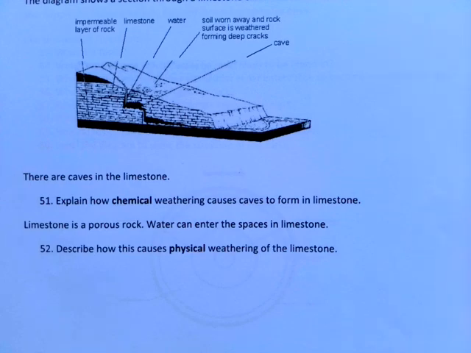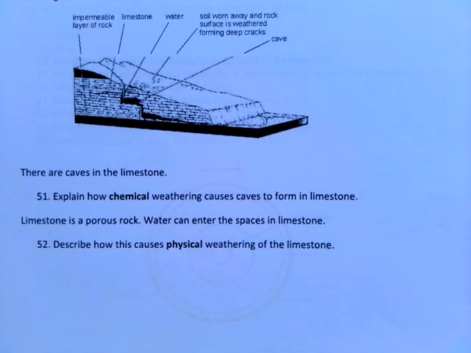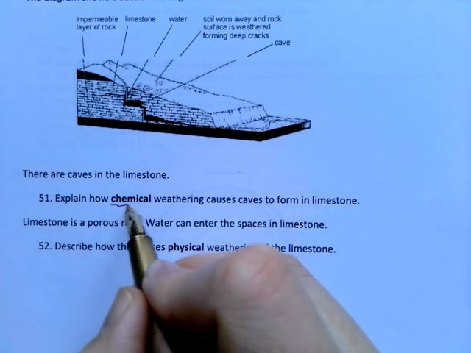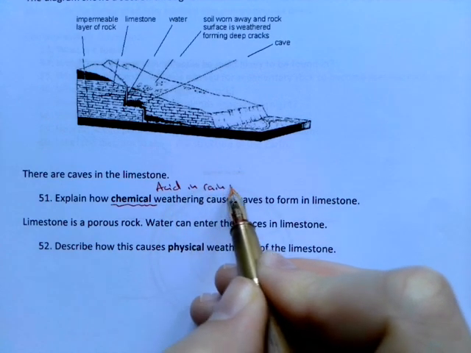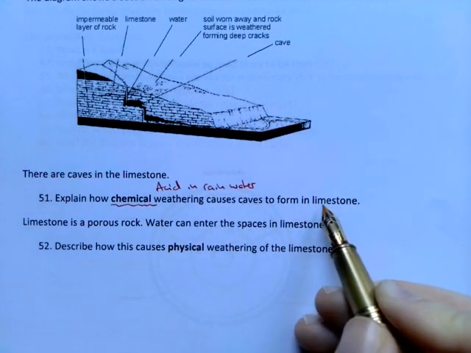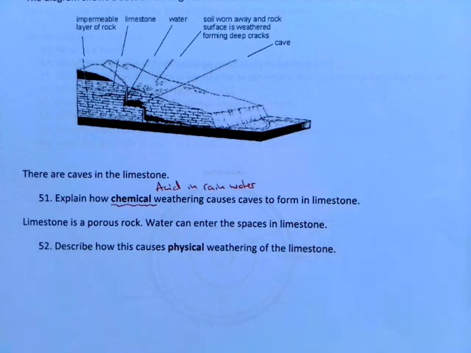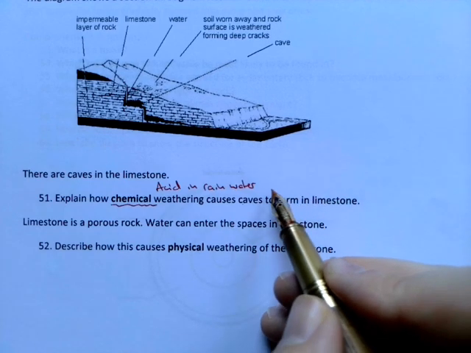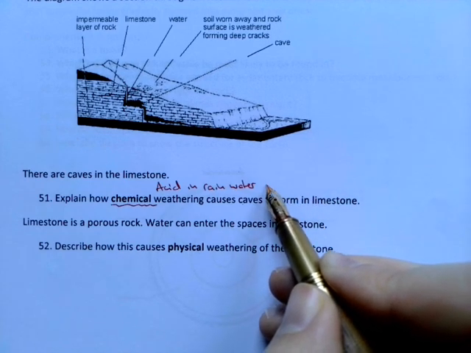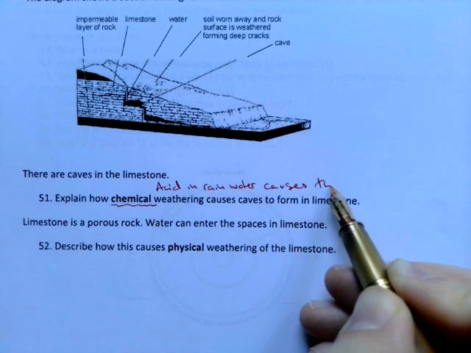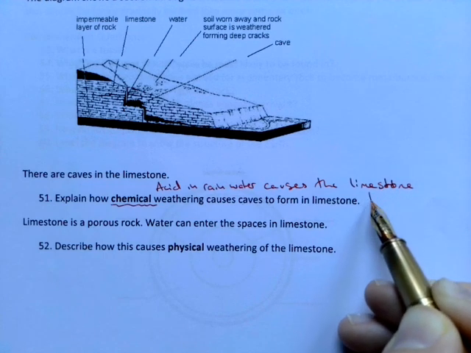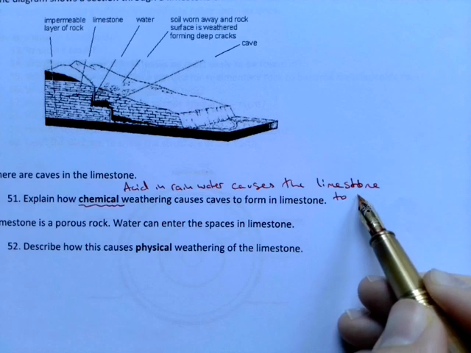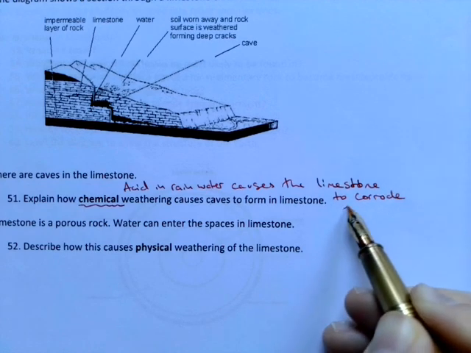And finally, explain how chemical weathering causes caves to form in limestone. Okay, so chemical weathering. We're talking about things like acid in rain water. How will it form a cave? Acid in the rainwater causes the limestone to corrode, forming a cave.